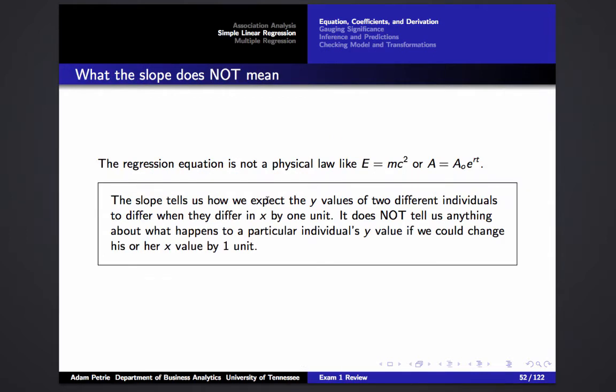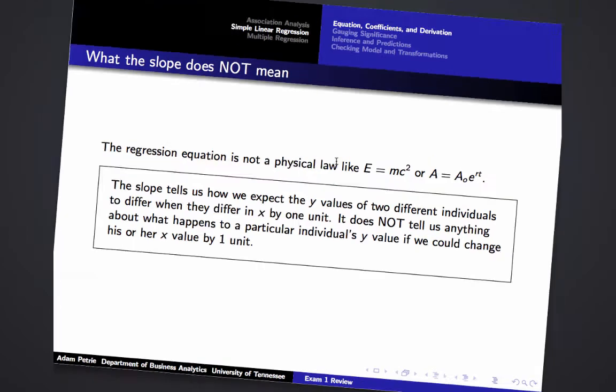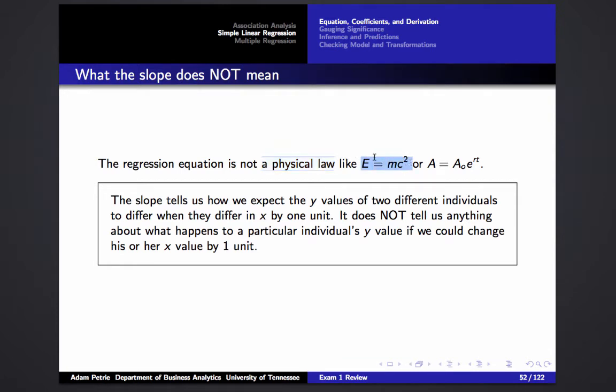One key thing to remember about a regression equation is that it's not a physical law like what you might study in, say, physics class. E equals mc squared relates the energy and the mass of a particular individual together. This equation describes the amount of money you'd have in a bank account if you started out with a 0 amount of money and it was continuously compounded at an interest rate r after time t. So these two equations do describe physical laws. Basically, if I were to increase the interest rate of the bank account, that's going to make my amount in that account go up faster.